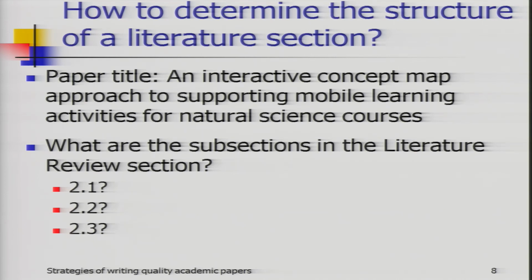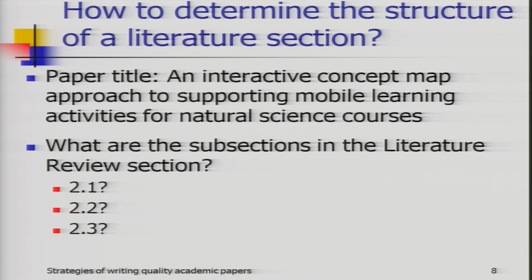3? Okay. Please give me the titles, the headings of the 3 subsections. It should include concept map, 1, and mobile learning, and natural science. It depends, yes, maybe, it depends.